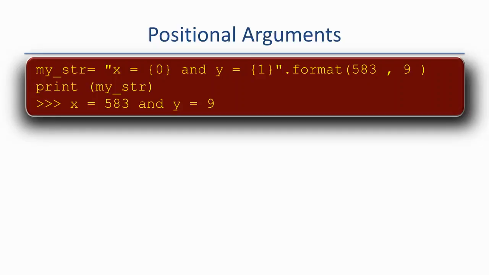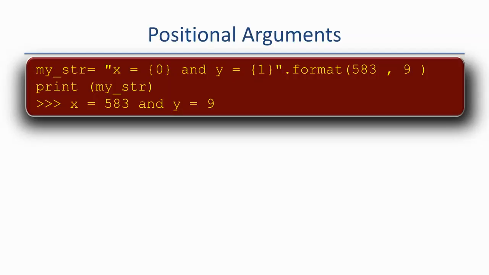The first thing that you can put inside the curly brackets is what is called a positional argument. A positional argument indicates which position of the arguments are going to be used. For example, in this case, I have the same example that I had before, and inside the first curly bracket, I put a 0, and inside the second curly bracket, I put a 1. And if I run this program, I will get the same exact answer that I got last time.